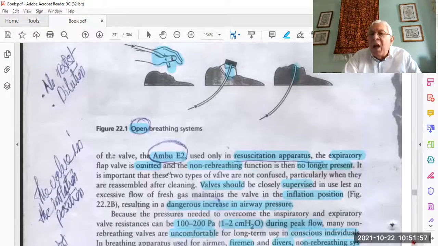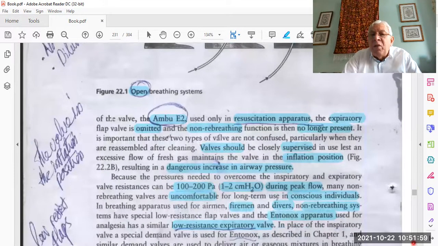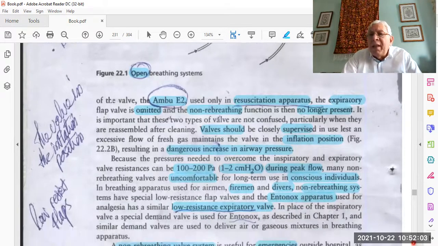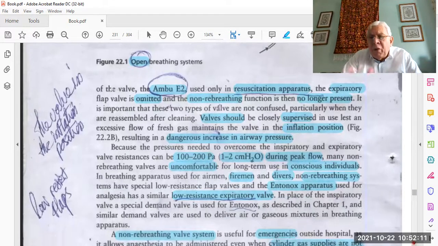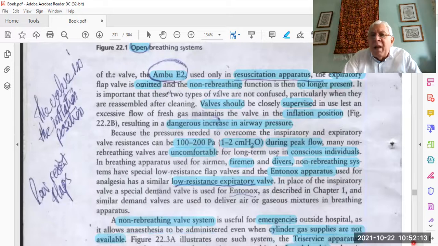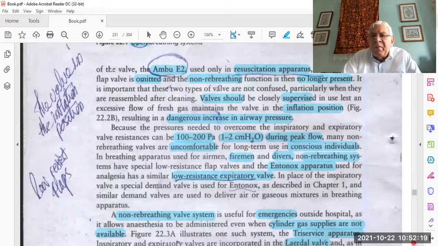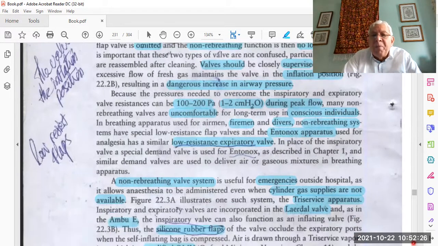This is the second type of the AMBU E2 apparatus, in which the expiratory valve is omitted. It is used only for resuscitation and emergency. So it cannot be used as a proper non-rebreathing valve for controlled ventilation. The problem of this valve is that it can stick and create a very high pressure.